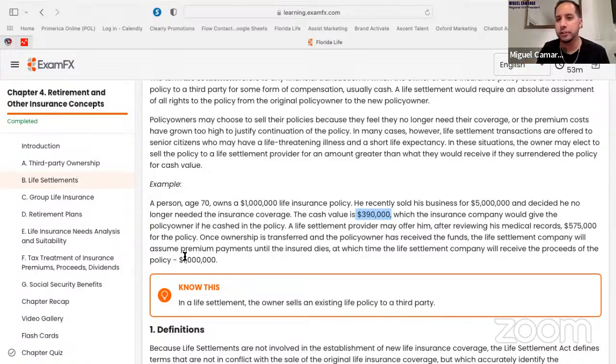Pretty straightforward how you understand that, right? Any questions on that? Is that like JG Wentworth when they want to buy your settlements from you? Correct. They're going to cash it out.